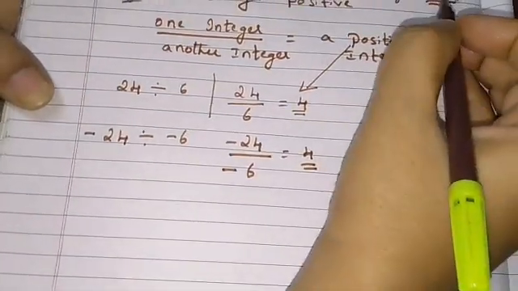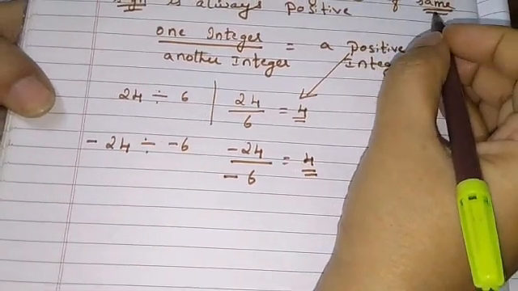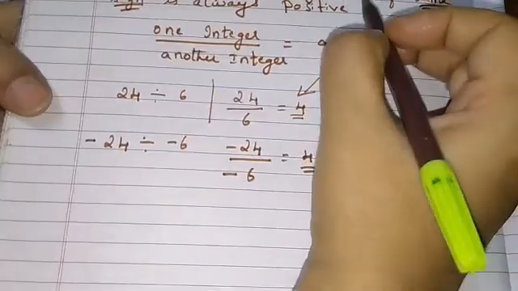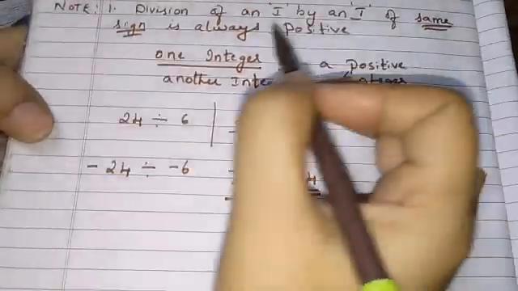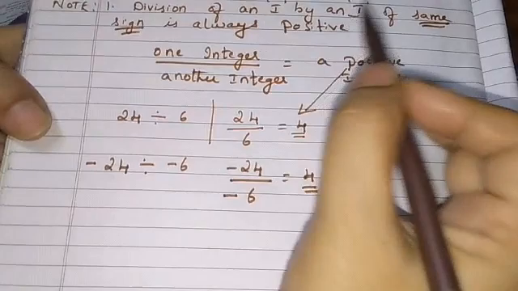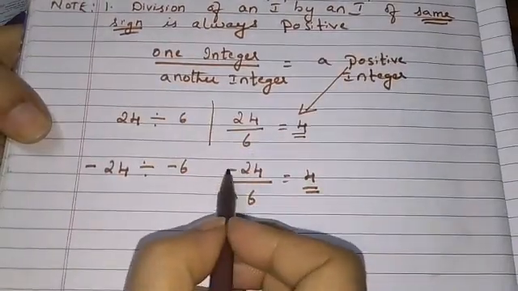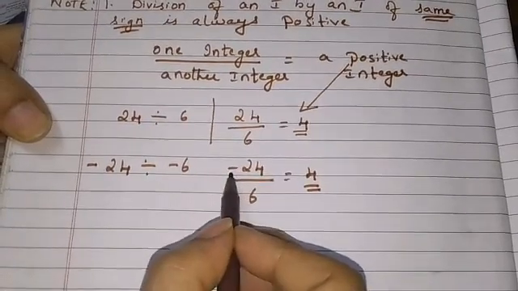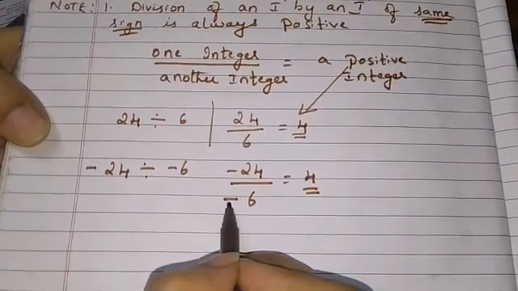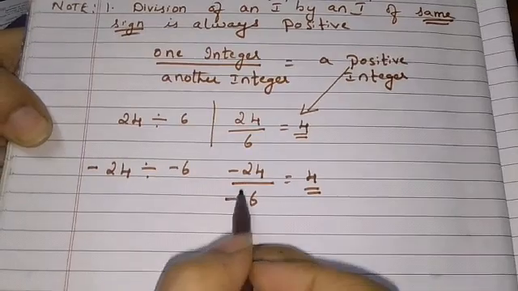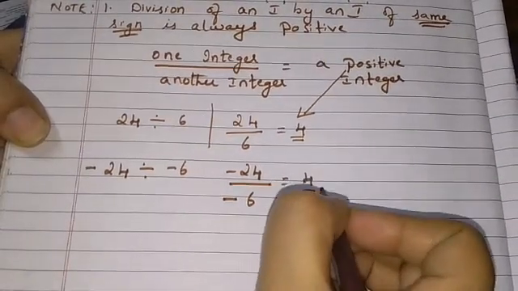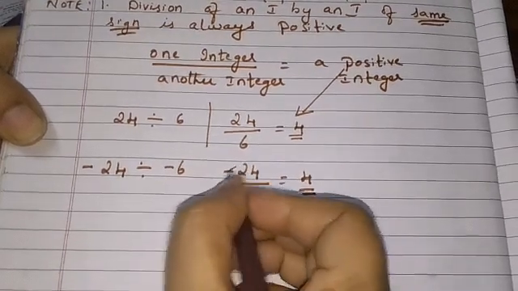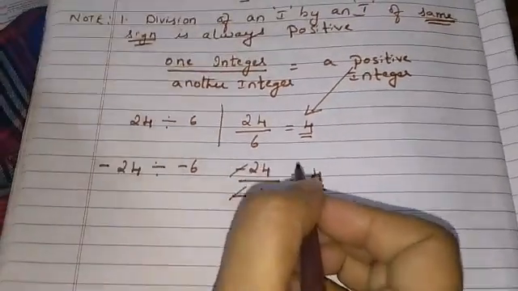That means the emphasis here is on the same sign. So division of an integer by an integer of same sign is always positive. We have a negative sign in the numerator and a negative sign in the denominator. So the result is a positive integer as the answer. These two signs get cancelled.